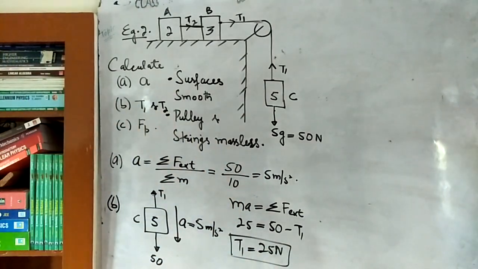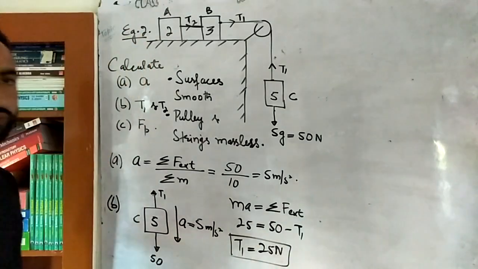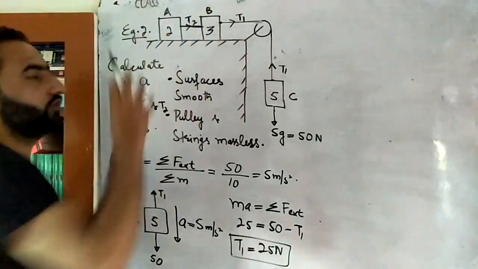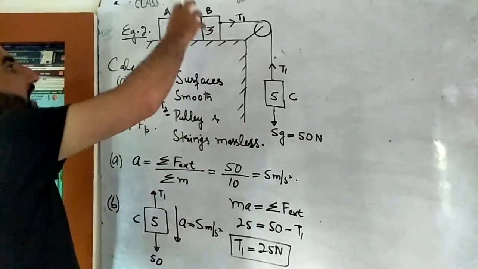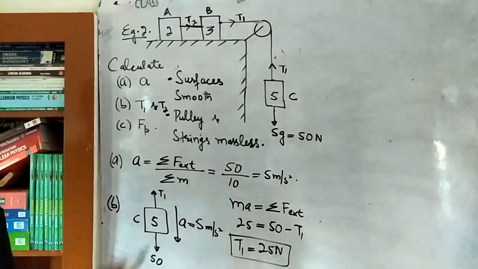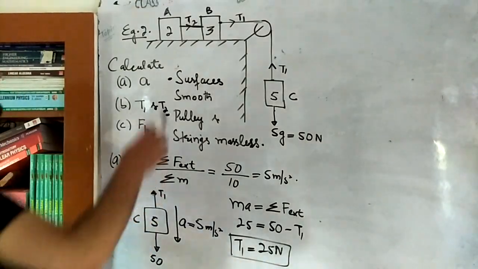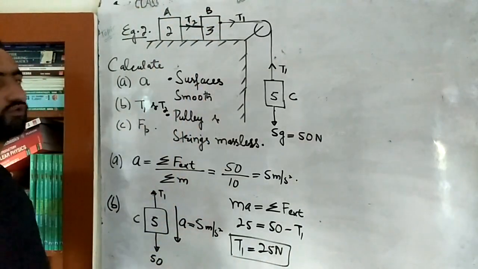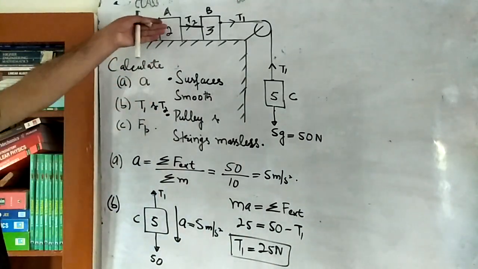Okay, now next is that you have to calculate T2. In order to calculate T2, you can construct free body diagram for the 3 kilogram block, because T2 will act on the 3 kilogram block as well. Or you can construct the free body diagram for the 2 kilogram block, or that's for the block A. But better is that you construct the free body diagram for the block A, simply because on block A there's only one force, that's T2. On block B there are two forces, T1 and T2. So obviously this will become simpler.